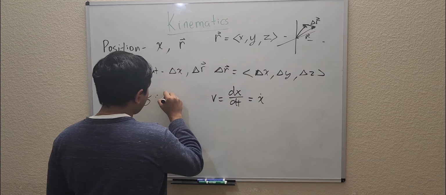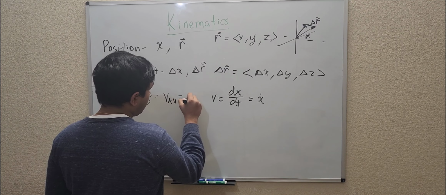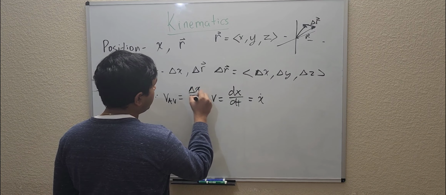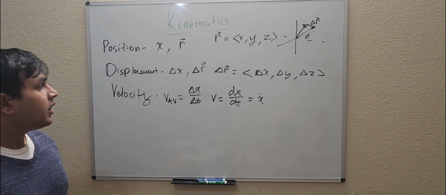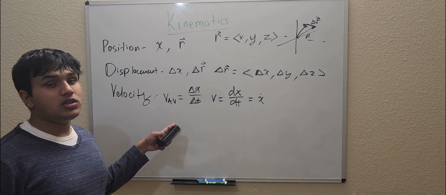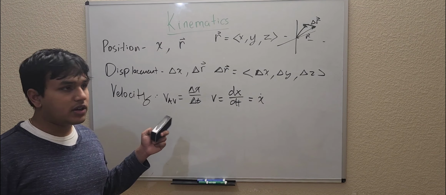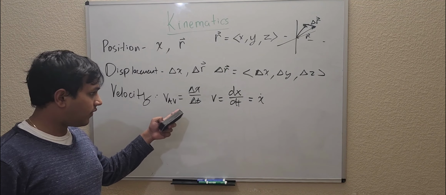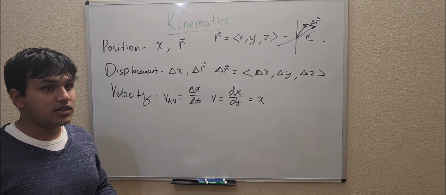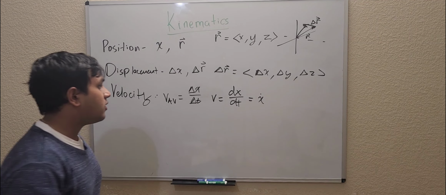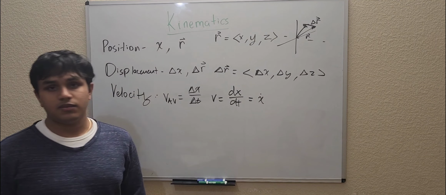What does this mean? This also means that the average velocity is equal to delta x over delta t over long intervals. Over larger intervals, it is more useful to use this. In order to find the average velocity, you must use delta x over delta t. Okay, that is average velocity. That will not give you what is called the instantaneous velocity.